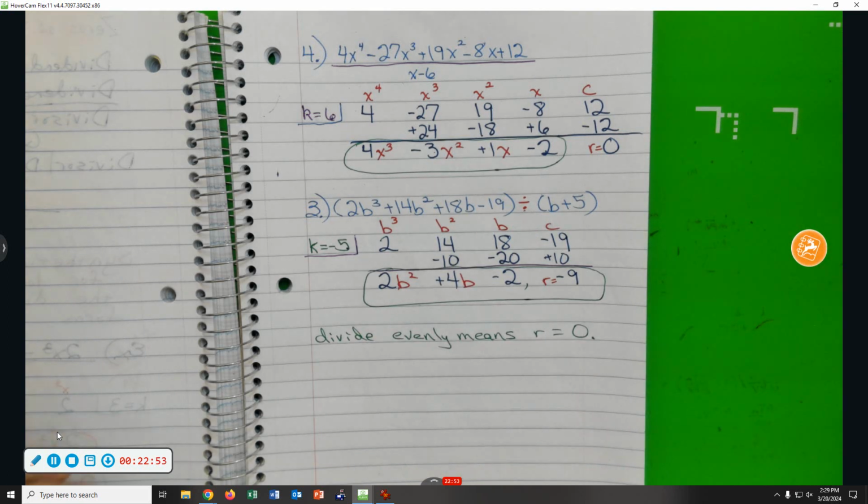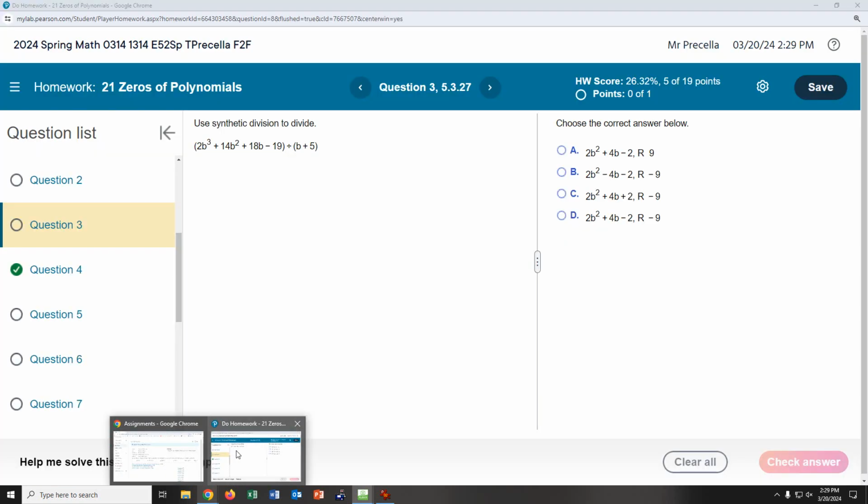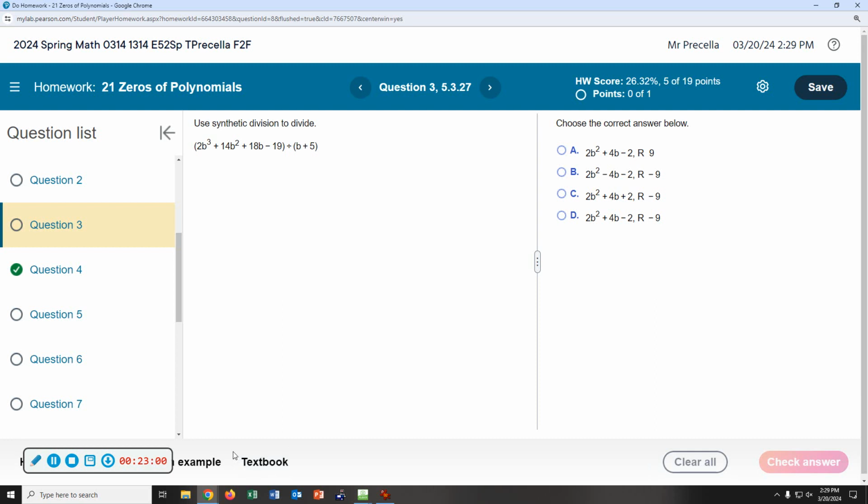Oh wait, is this multiple choice? This is multiple choice. Yeah. Okay. So when I'm using that terminology, such and such divides evenly into something, that means the remainder is 0. So, gosh, which one is it? They all look alike. It's not A because the remainder is a negative 9. 2b squared plus 4b. It's not B. Maybe it's C. No, it better be D. Is it D? 2b squared plus 4b minus 2, remainder of negative 9. Okay.